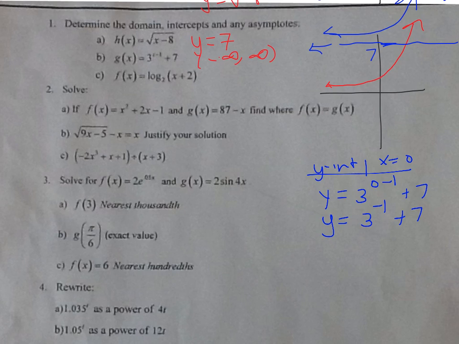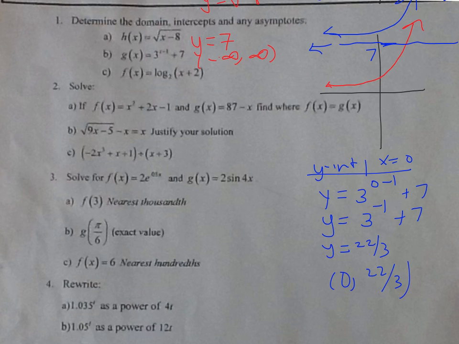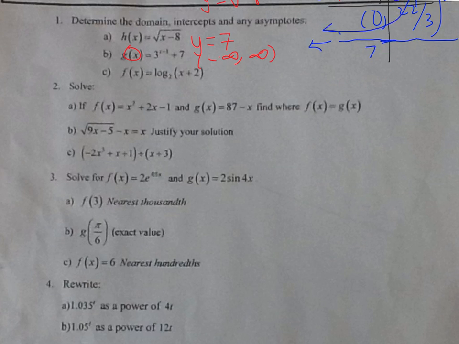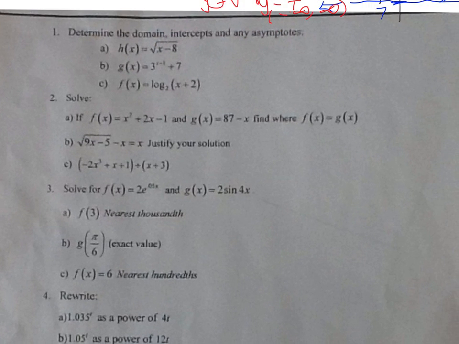So you could just plug that into your calculator just like that. Y is equal to 22 over 3. So that would be 0, 22 over 3. All right, and again, there's no x-intercept because it's not crossing the x-axis. And even if you try to find the x-intercept, if you make this y value 0, you'll get an imaginary number. It won't work.